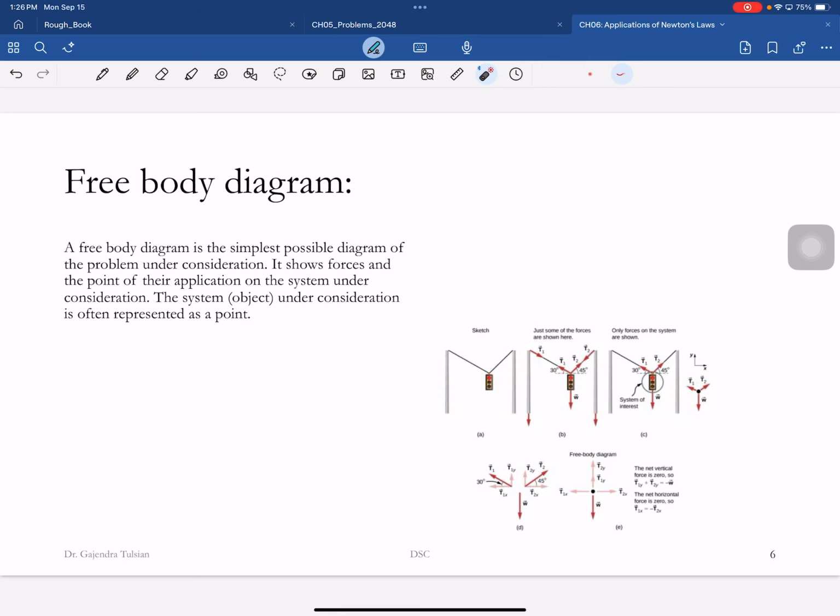And what does Mr. Newton tell us? This guy is at rest, his acceleration is 0, so the net force on him must be 0. So the sum of those 3 vectors must be 0.